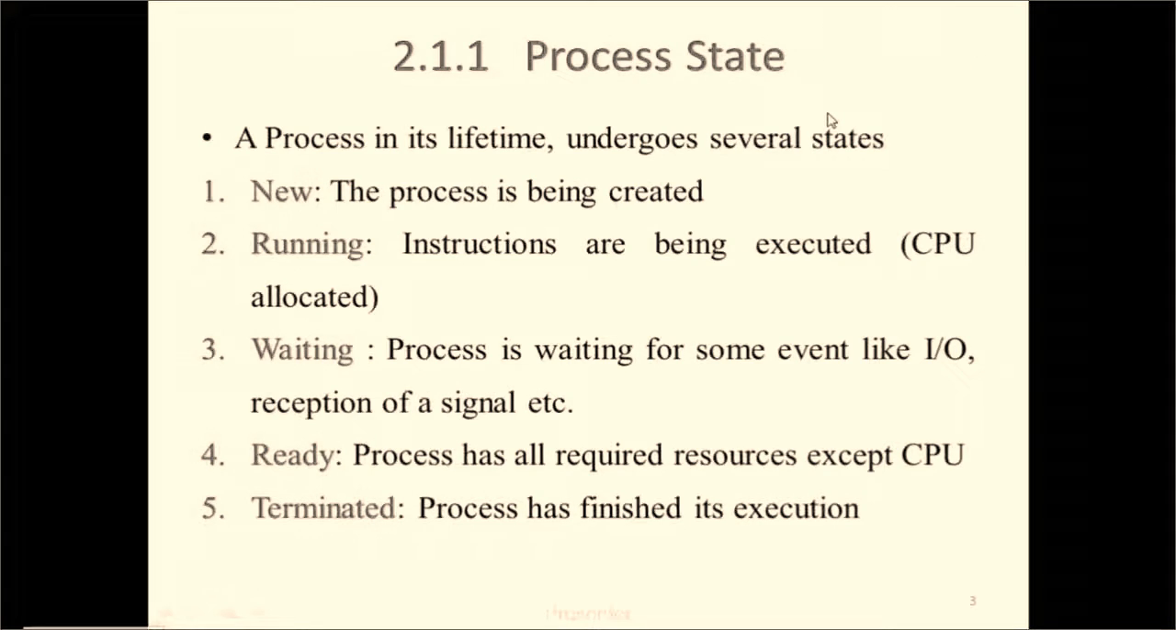A process in its lifetime goes through a number of various states. These are: when we double click a program, a process is created. At that time the process has the state new. So in this state the process is being created. After creation, the process may start executing after allocation of the CPU. Instructions of the process may start getting executed, and in this case the state of the process is said to be running.